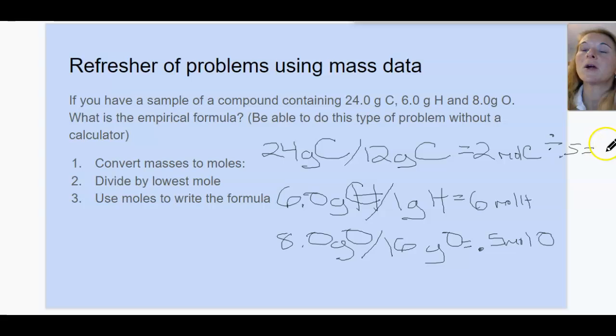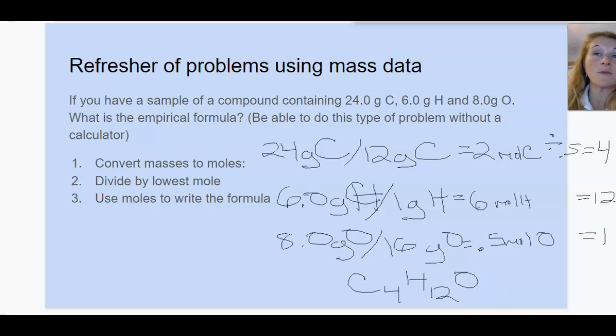So that means for carbon, we get 4. For hydrogen, we have 12. And for oxygen, we have 1, because 0.5 divided by 0.5 is 1. All right, so we just bring those ratios down into our formula. Carbon 4, hydrogen 12, oxygen 1. And that is our empirical formula using mass data.